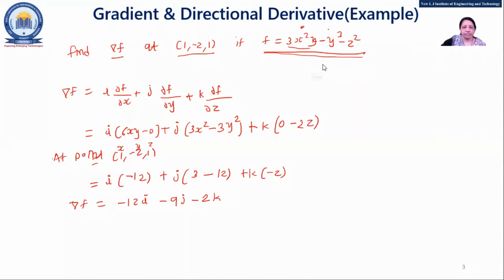How did 12 come? Okay. So 12 is the xy value. Just put the values of x and y. Here, i into 6xy, so x equal to 1 and y equal to minus 2, right? So 2 multiplied by 6 will become 12. Okay, any doubt? So we'll be having 12. Just a minute.